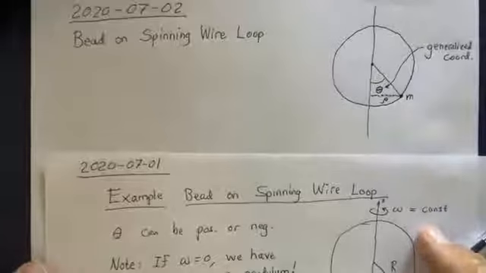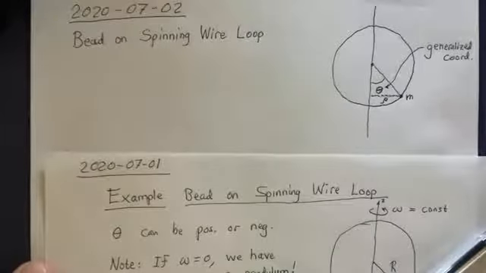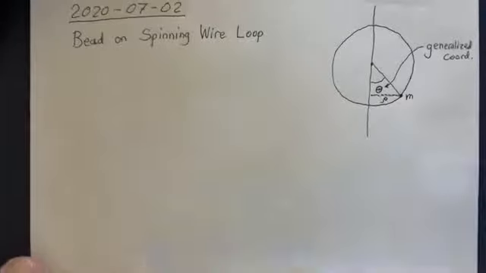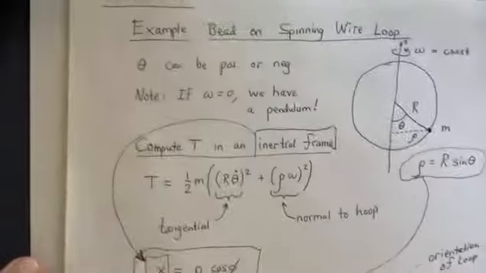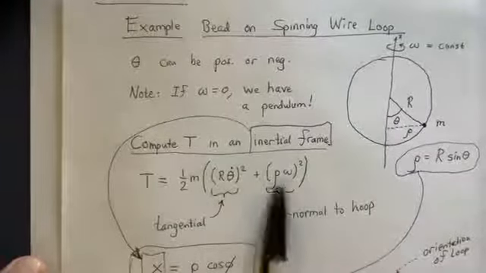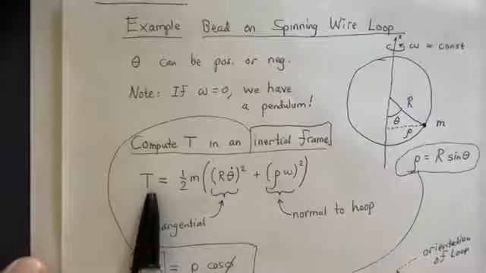There it is. Theta is our generalized coordinate. In this problem, we have just one generalized coordinate, okay? And now let's have a close look at how to set this up. Remember what we did yesterday? We used some quote unquote divine inspiration. We wrote down a formula for the kinetic energy.